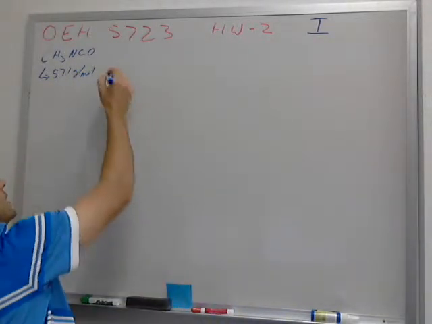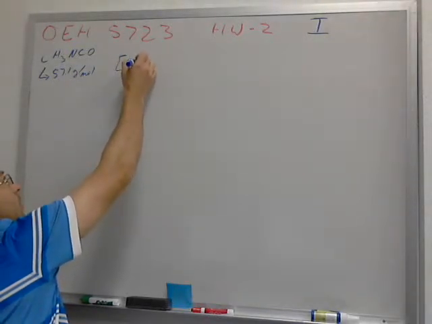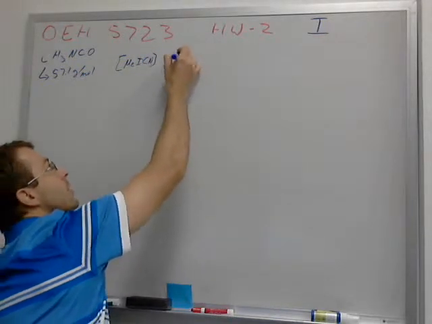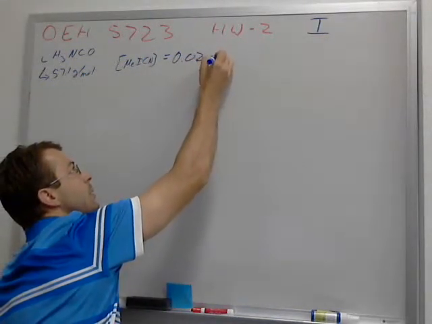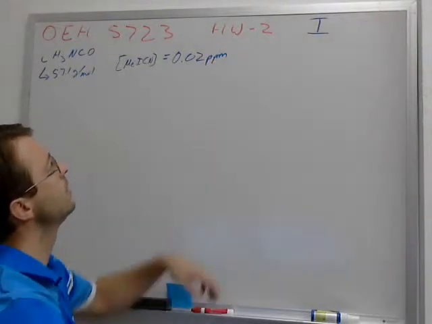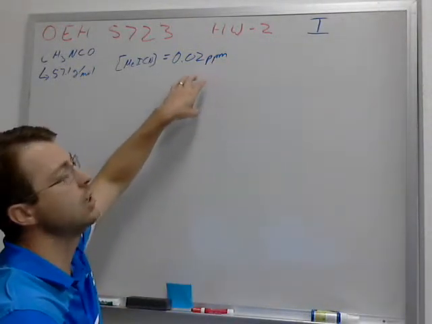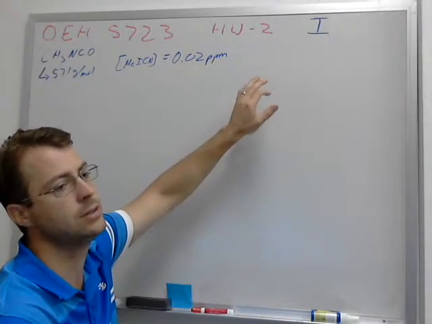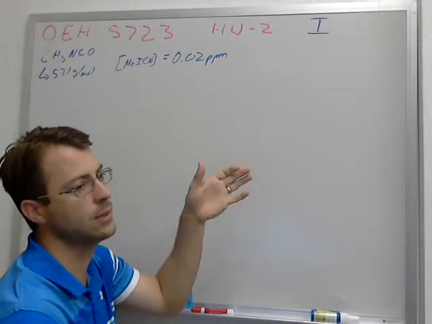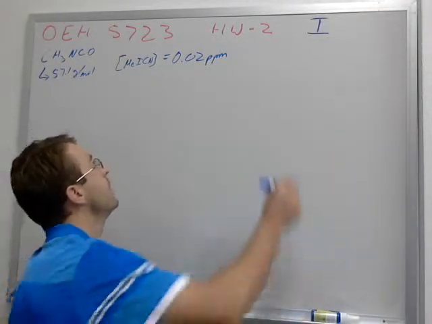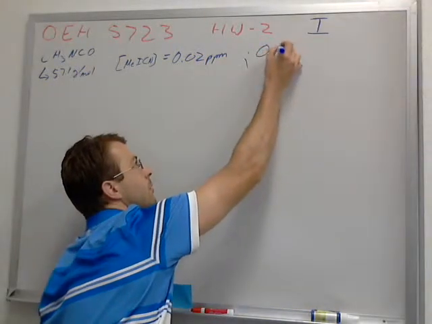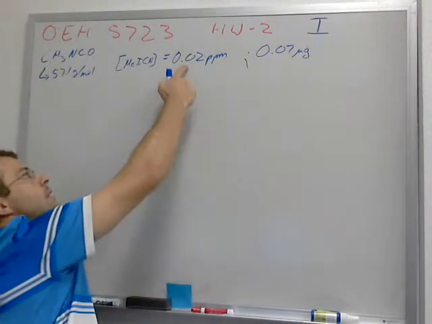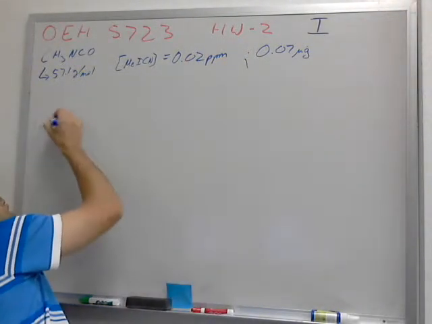So we're given the concentration of methyl isocyanate as 0.02 ppm, and we want to know how much volume we need to collect to obtain at least 0.07 micrograms, so that our lab will give us a meaningful result. And so we need that much mass. So the first thing, let's get this out of ppm and into milligrams per cubic meter.